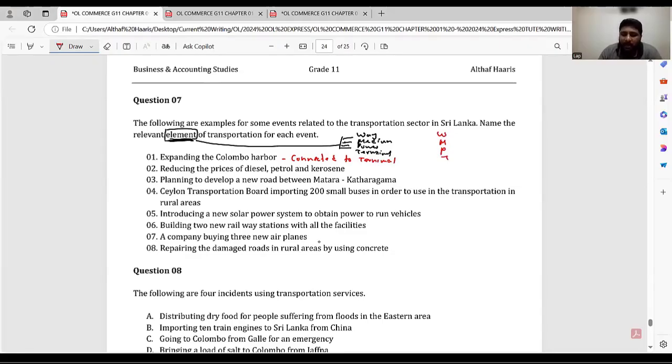Reducing the prices of diesel, petrol and kerosene, connected to the power. I'll just write the letter, you write it properly. Planning to develop a new road, connected to the way. Ceylon Transportation Board importing 200 small buses, increasing the buses, medium. Introducing new solar power, connected to the power. Building two new railways.